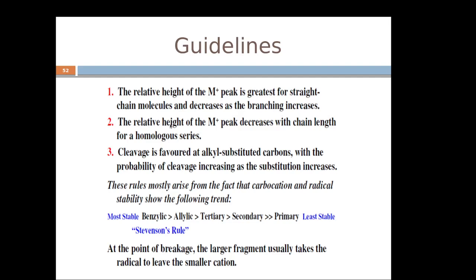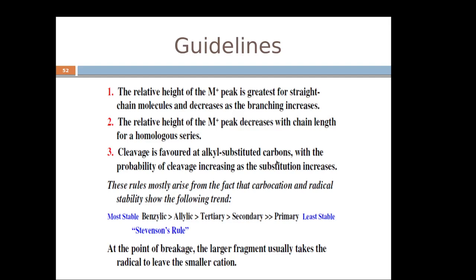Okay, and the second rule says that in a homologous series, for example alkanes, the relative height of the molecular ion peak will decrease as the chain length increases. For example, if you take propane and hexane, the intensity of the molecular ion peak of hexane would be lesser compared to that of propane.